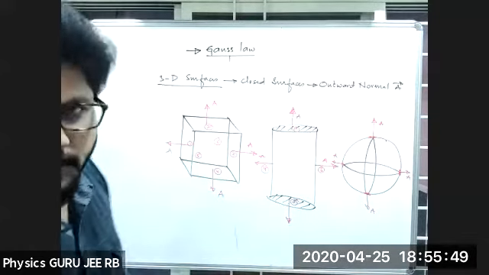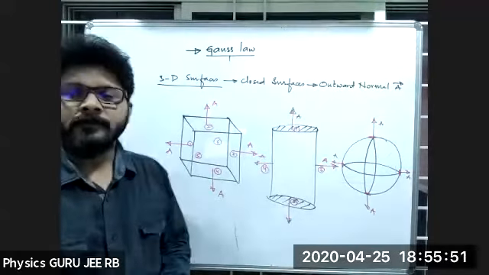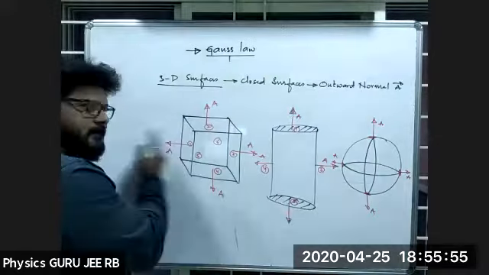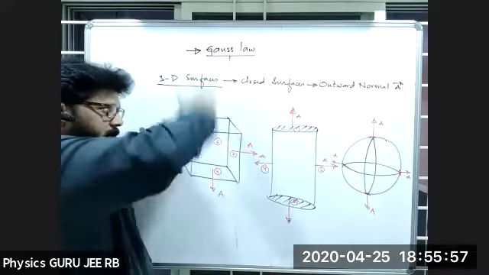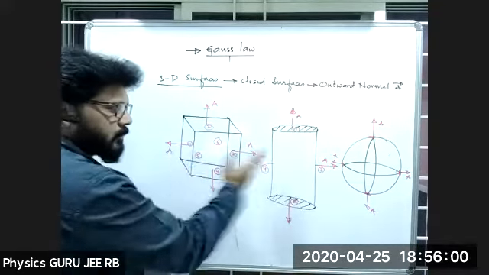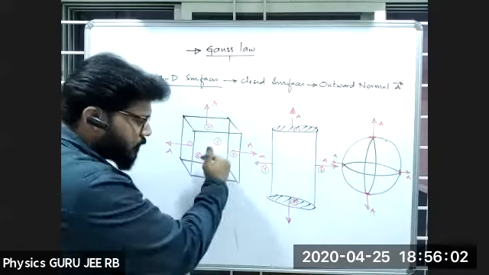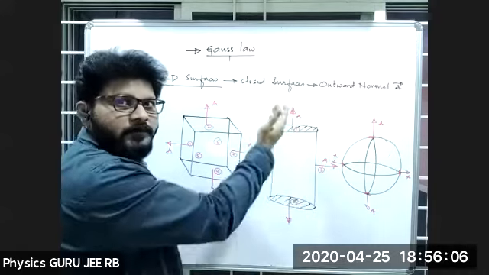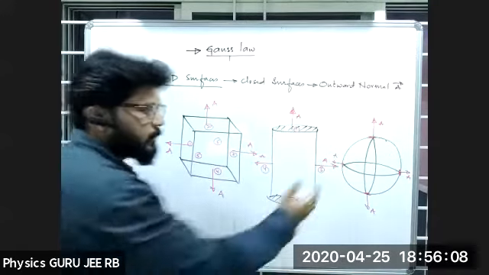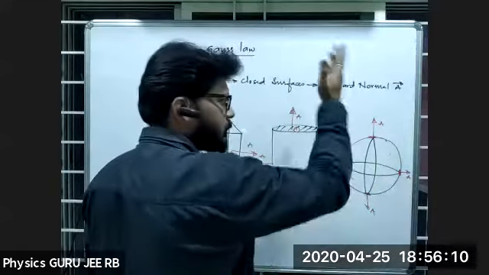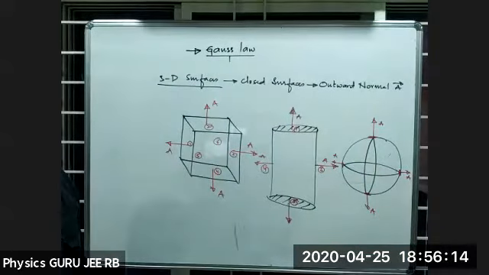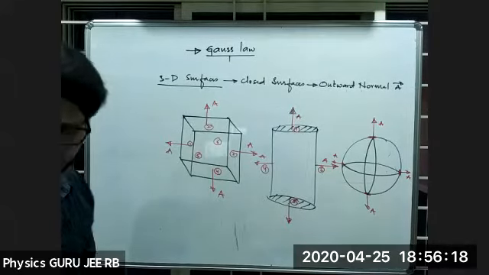Hope that you got it till here. So the area vector for the first surface is the outward normal like this, for the second surface the outward normal, third surface outward normal, fourth surface outward normal. Here the outward normal is upside, down. Here outside, outside, outside. Right? Outward normal. Done? Yes.